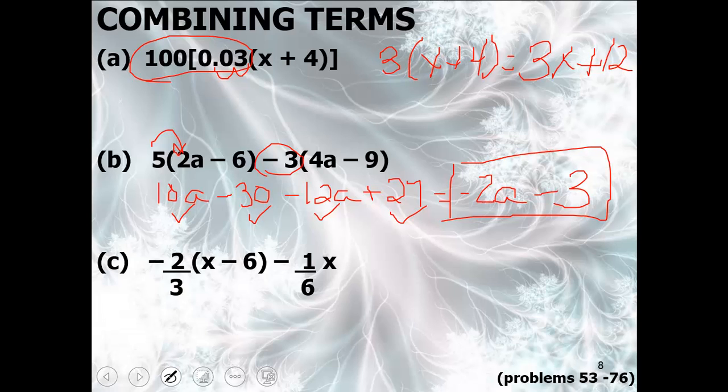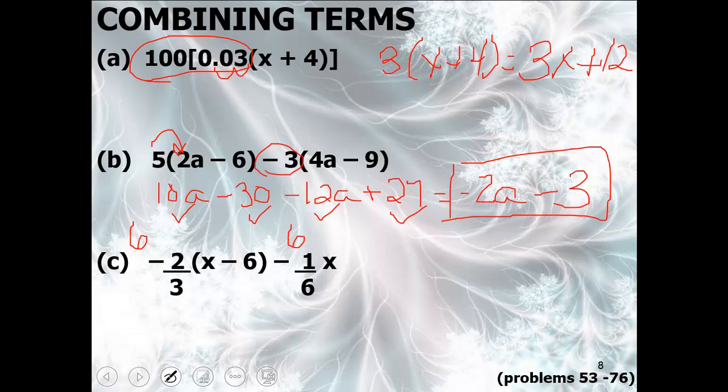Okay. Now on C, here's what I'm going to do. I'm going to multiply and get rid of that fraction, fast and furious. I'm going to multiply by the common denominator, which is 6. So I'm going to multiply every term by 6 just to get rid of that fraction.